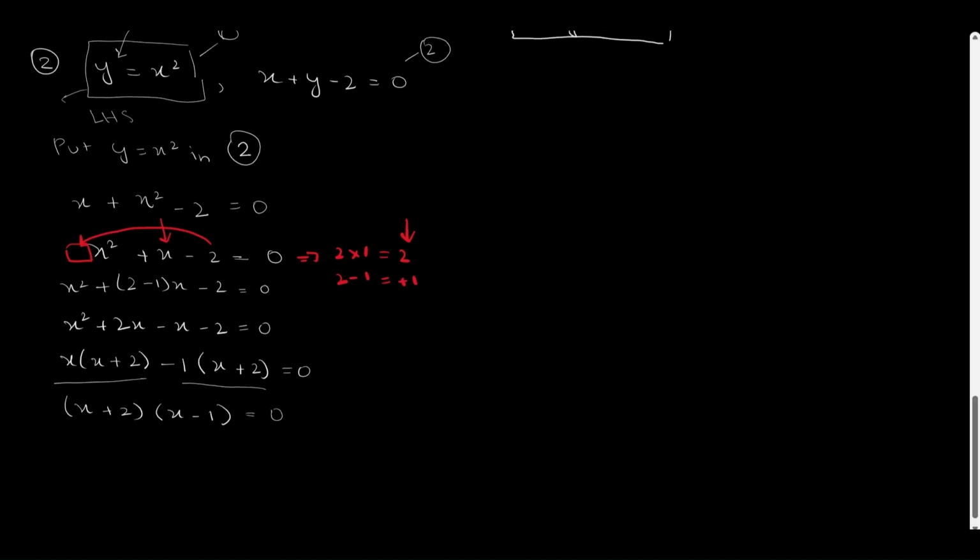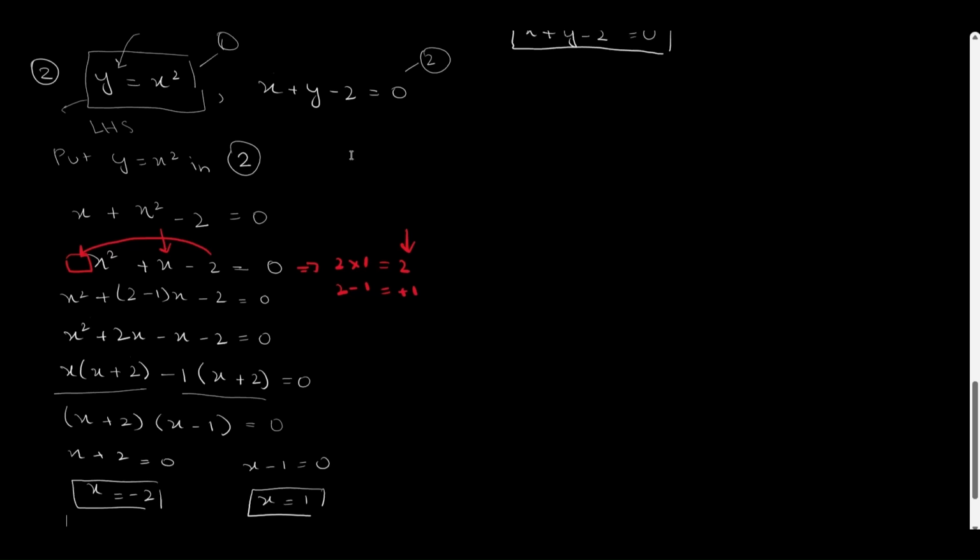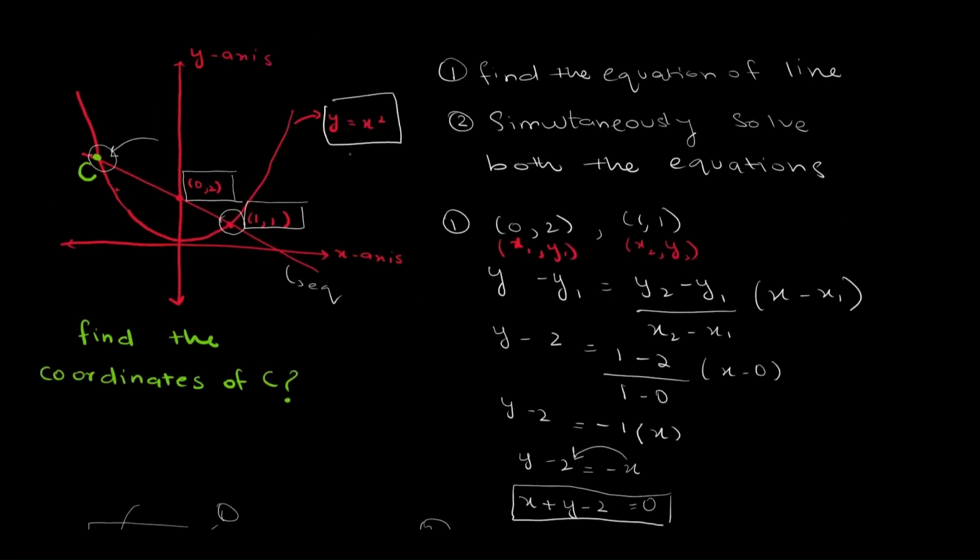And now we can solve this separately. x plus 2 equals 0 and x minus 1 equals 0. So x equals minus 2 and x equals 1. And now we got two of our outputs. Let's see it in our graph here. We have got x equals 1 and x equals minus 2. We can see that minus 2 falls here and 1 falls here. We do not want to solve for x with the value 1, because we know that it's this intersection and we are not trying to find this intersection.